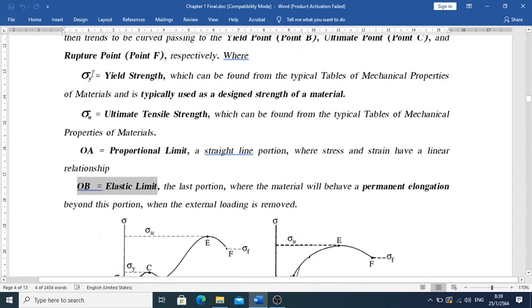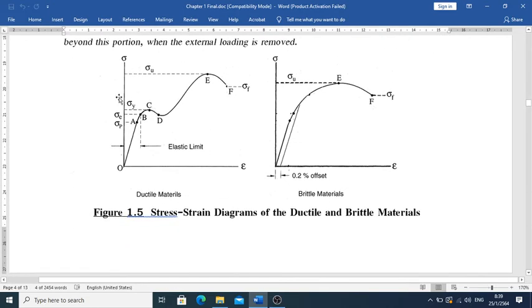The sigma y can be found from a typical table of the mechanical properties of materials, and it is used as the design strength of the material. That is what you studied before in solid mechanics. This is going to be the yield point. It is the reference that we use a lot for design: the stress must never reach up to this point. When we design, we use it as a principle. We never allow the stress induced inside the workpiece to exceed this point. This is the thing we keep in mind.